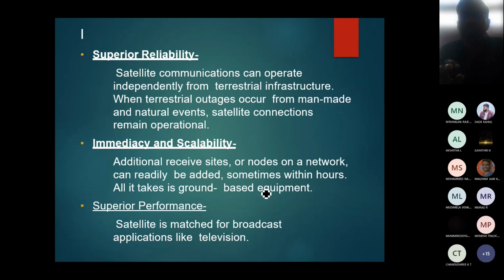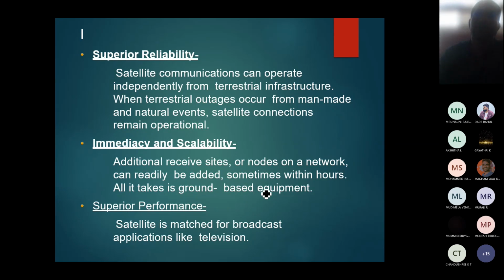Next advantage, if you see, is superior reliability. That means we have many other communications. We have telephone communication, we have mobile communication, we have fiber optics communication, and many more. But those communications are dependent on the infrastructure, and particularly if any natural calamity happens, an earthquake, or it is flooded, all the communication links are temporarily damaged. So we cannot communicate from one point to another point.